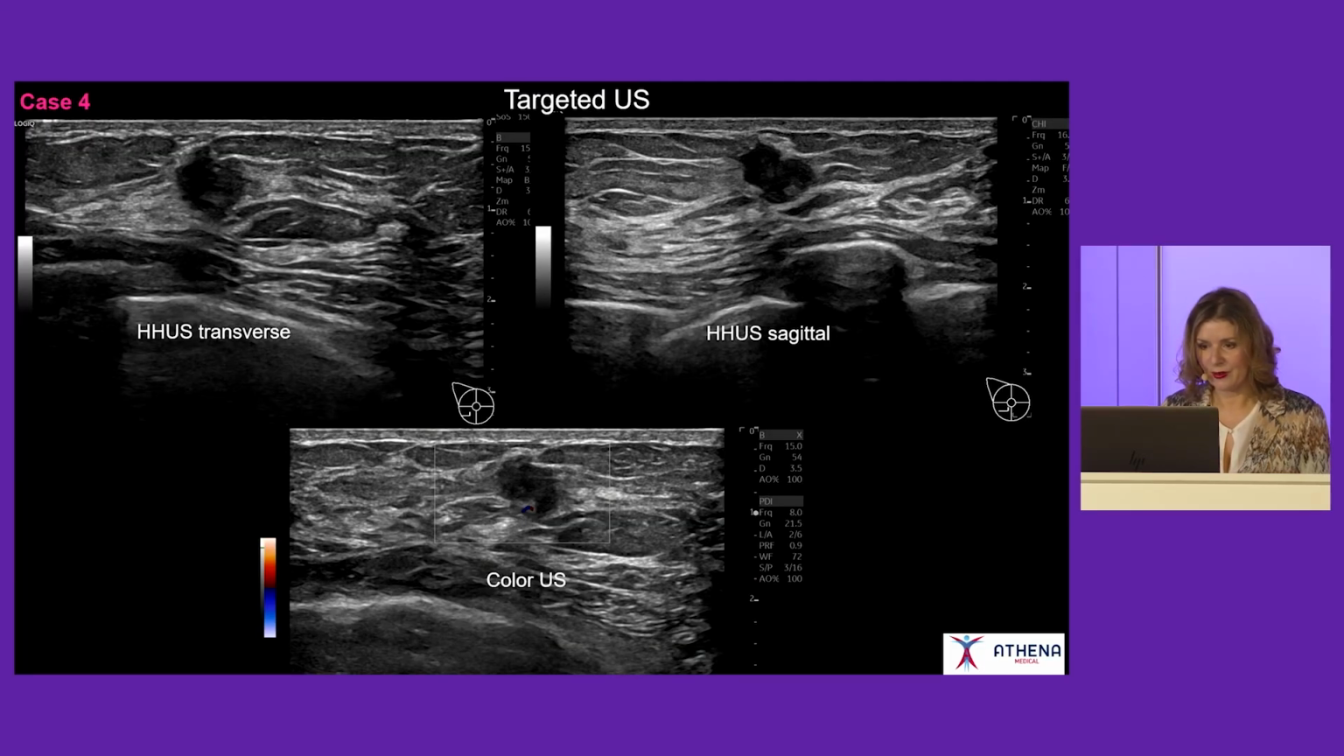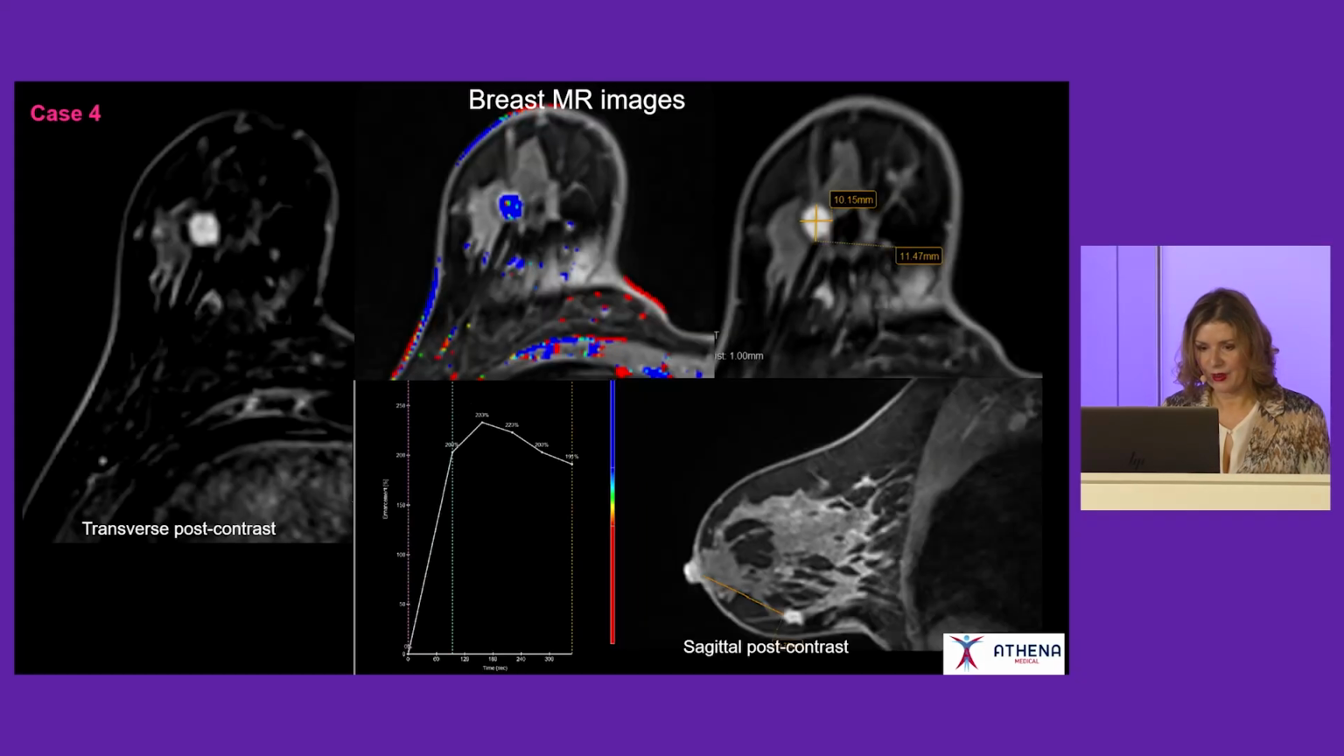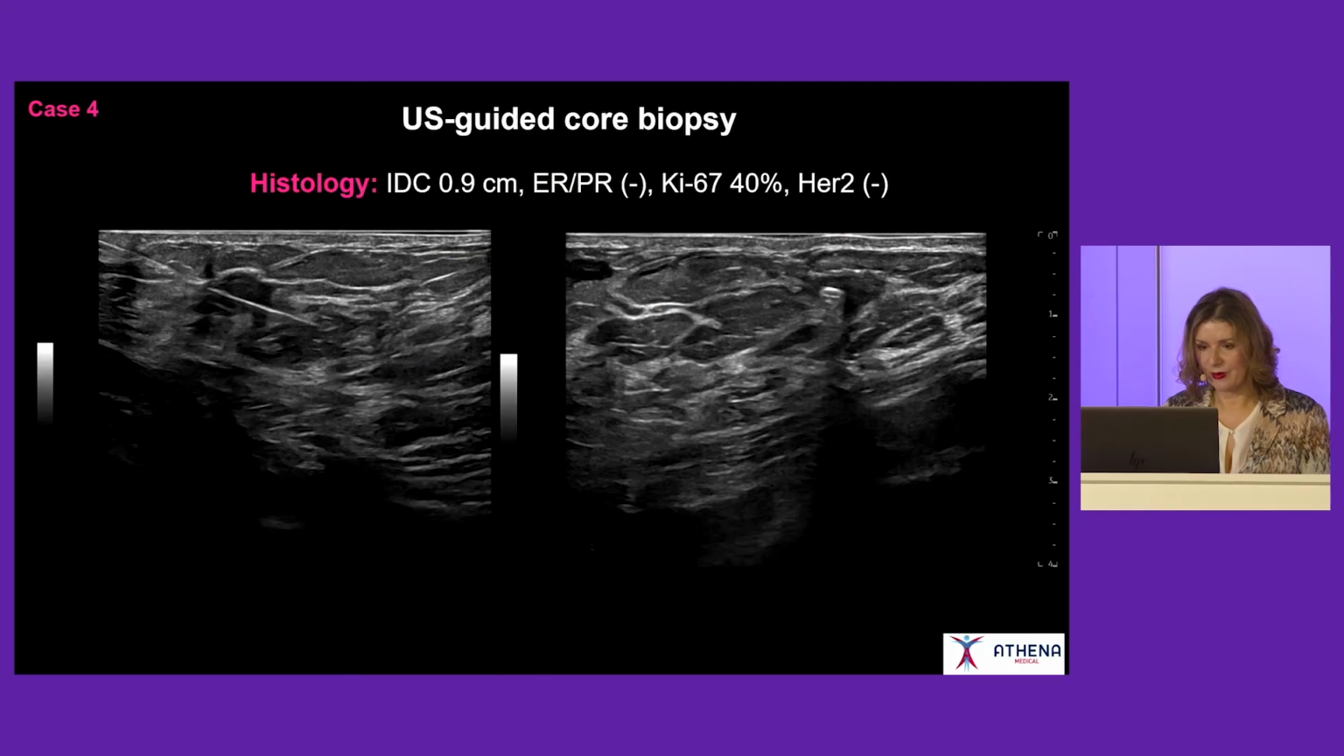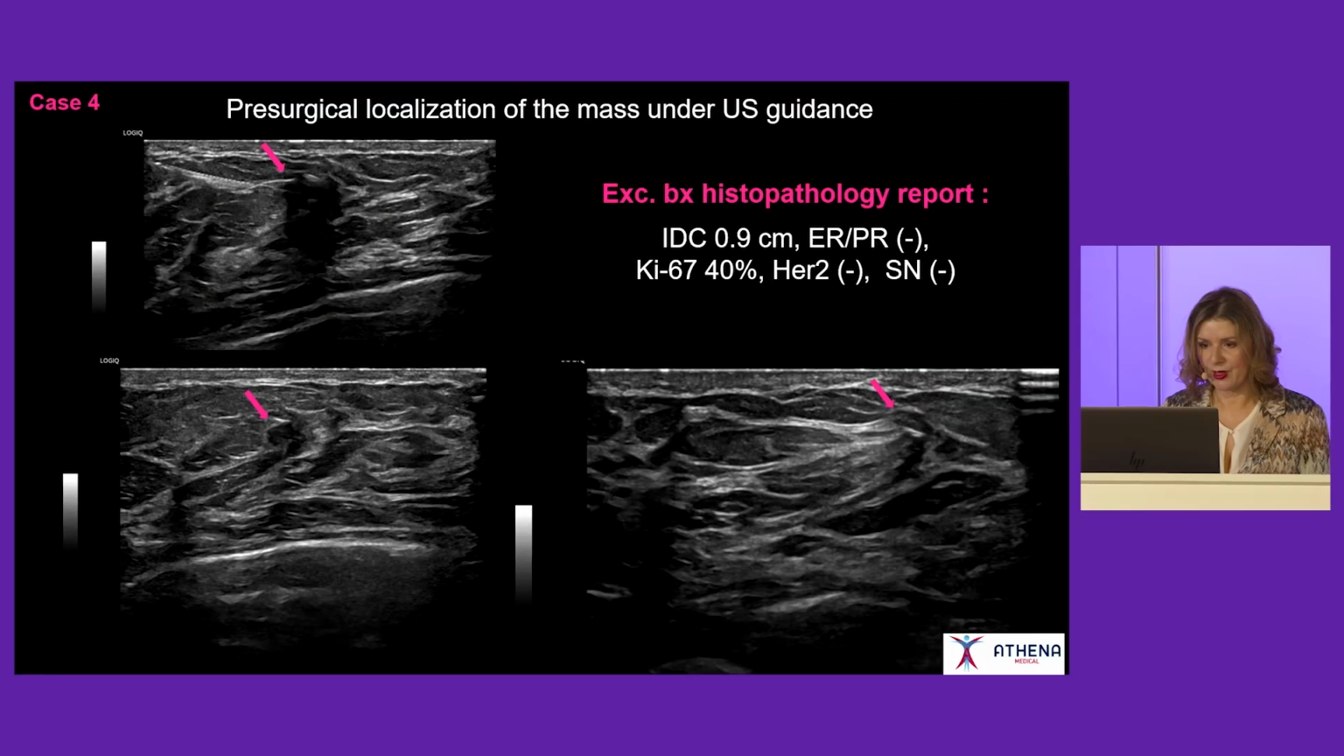These are the correlates of targeted ultrasound. No significant vascularization is seen on color. Her MRI exam, and this was an invasive ductal cancer. Biopsy was performed under ultrasound-guided core biopsy, and then pre-surgical localization of the mass was performed under ultrasound.